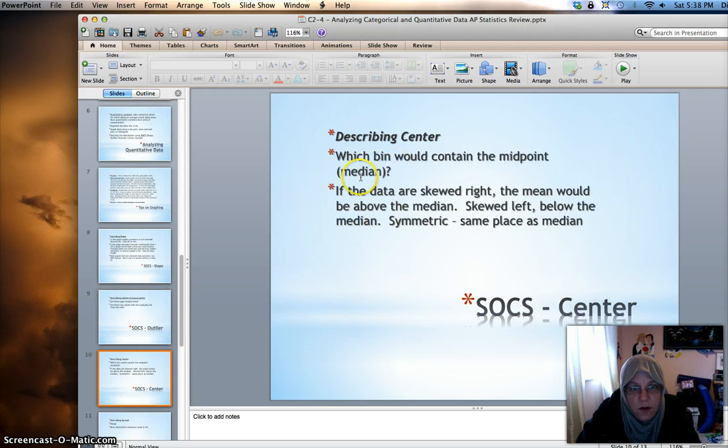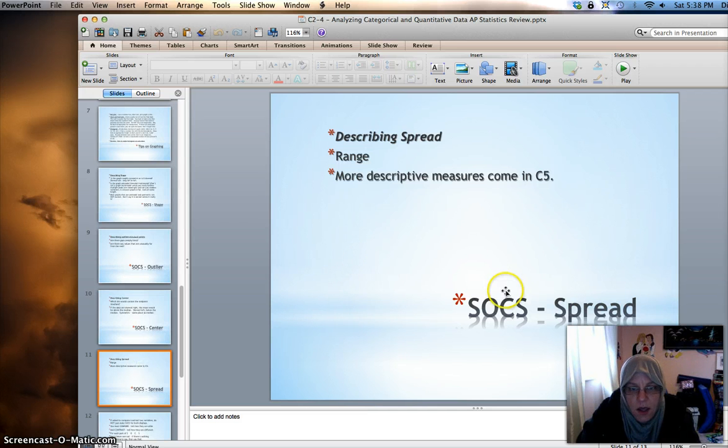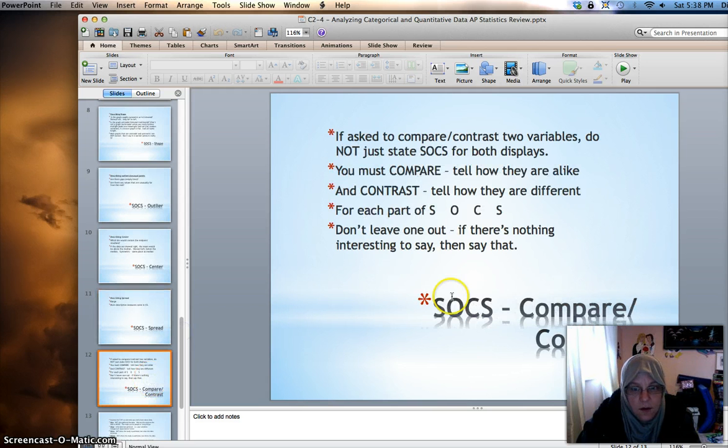For the center, which bin would contain the midpoint or the median? If the data are skewed right, the mean will be above the median. If the data are skewed left, then the mean will be below the median. If the data is symmetric, then the mean will be in about the same place as the median. And we'll be more quantitative about that in the next chapter. And then spread, right now we can talk about range. We're going to be much more descriptive in Chapter 5. We'll be able to talk about standard deviation and interquartile range then.